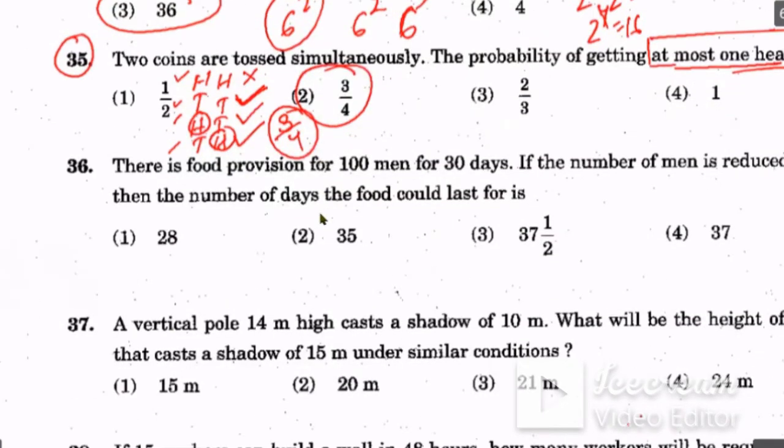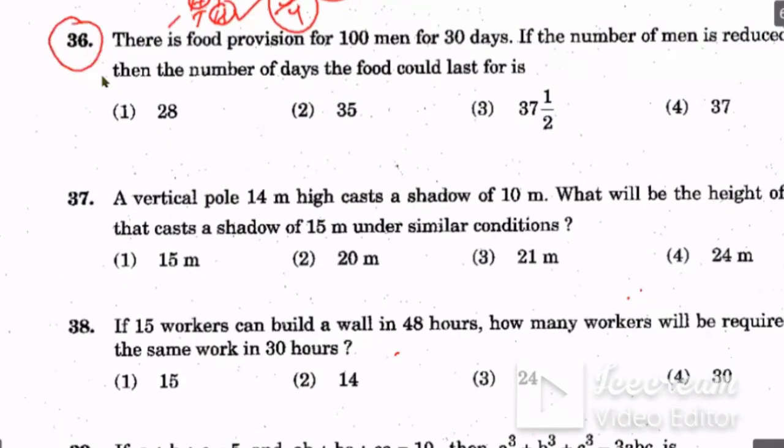Okay, next question we will take question number 36. There is a food provision for 100 men for 30 days. If the number of men is reduced to 80, how many days will the food last? So it's a very, very easy question. You have to just multiply 100 into 30. That will be equal to 80 into x. X will be the number of days. So what will be x?